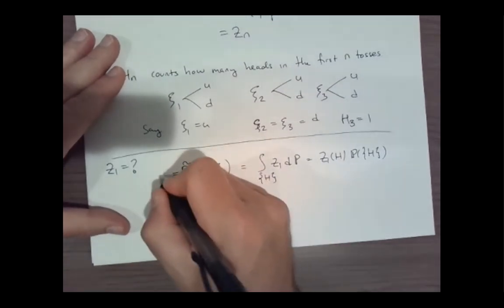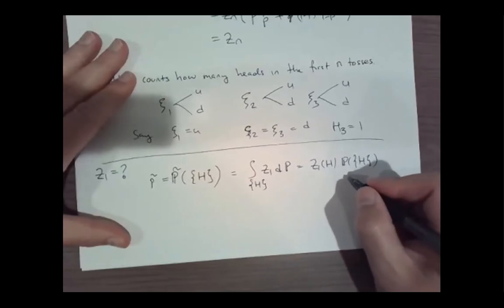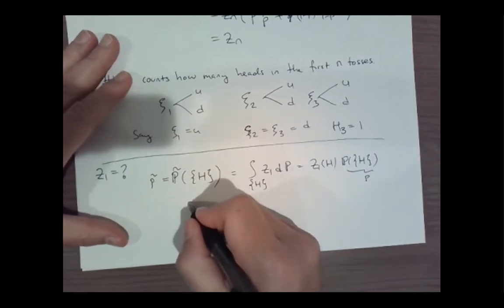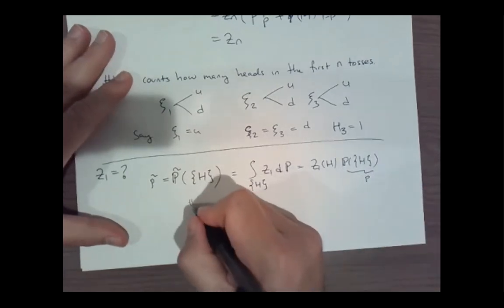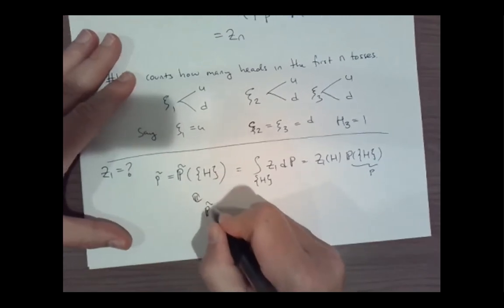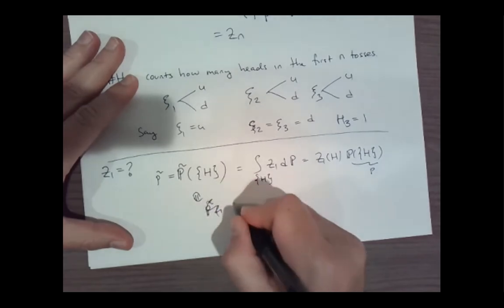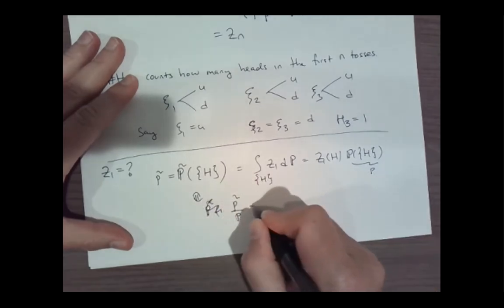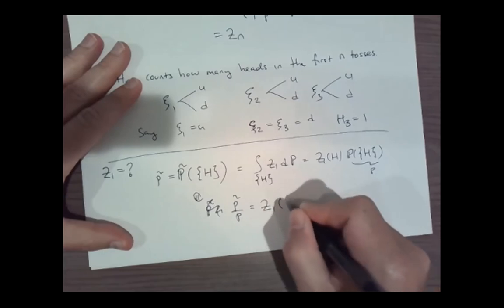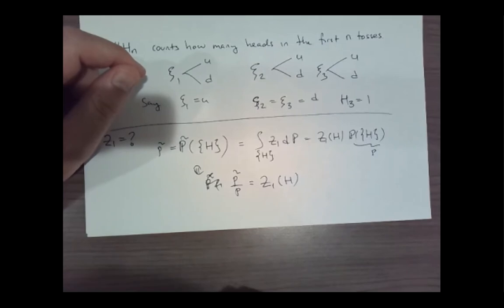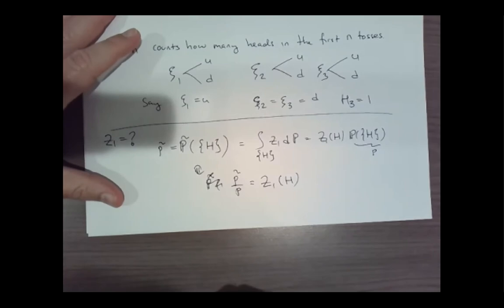So on the left-hand side, I'll get P tilde, and on the right-hand side, this will be P. I'll combine: P tilde divided by P is equal to Z1 of heads. We good on that? Yes.